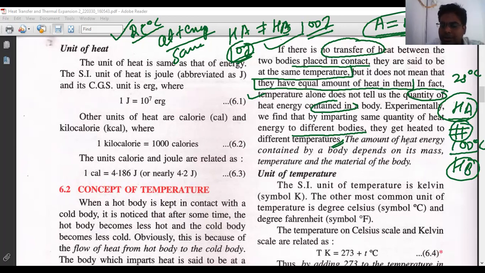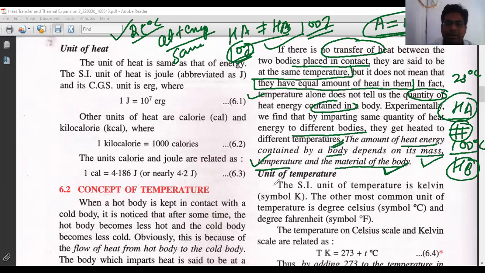So the quantity of heat energy contained in the body depends on the mass, temperature, and material of the body. So basically, heat depends on its internal structure, right? How much quantity of mass is there, what is the temperature difference, and what is the material of the body. So these are the main things on which heat energy depends.